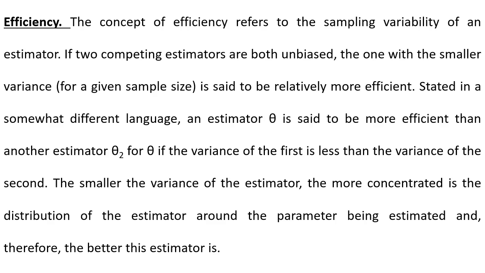The ratio, if we call it E, variance of T2 over variance of T1, is a measure of the relative efficiency of T1 with respect to T2. That is, if the efficiency is greater than 1, T1 is said to be more efficient than T2. And for the formula, we know that the variance of the sample mean X is equal to the population variance over the sample size.